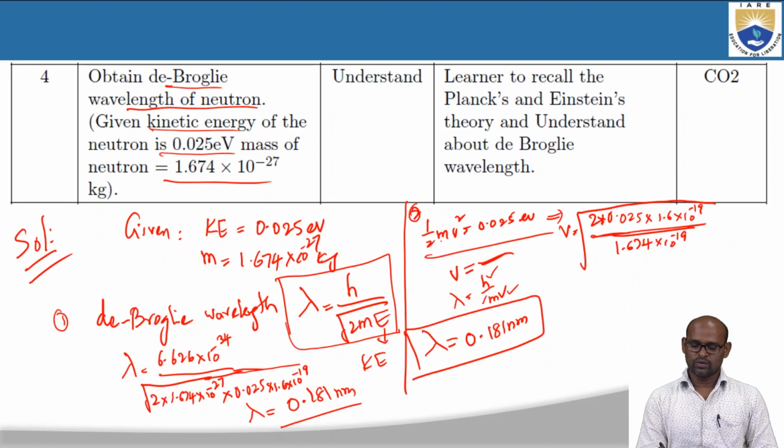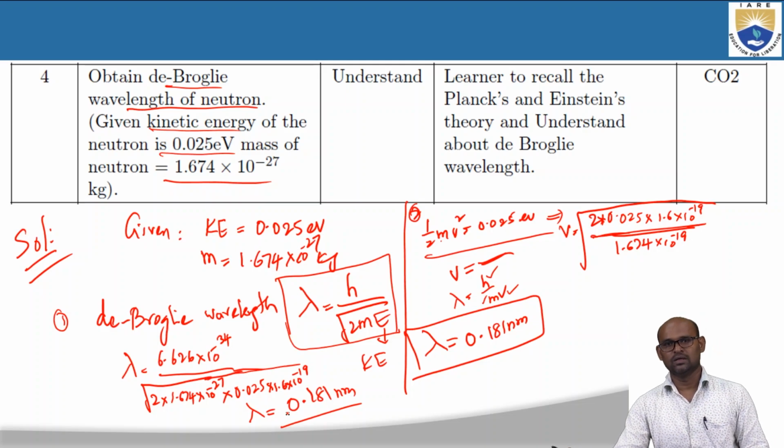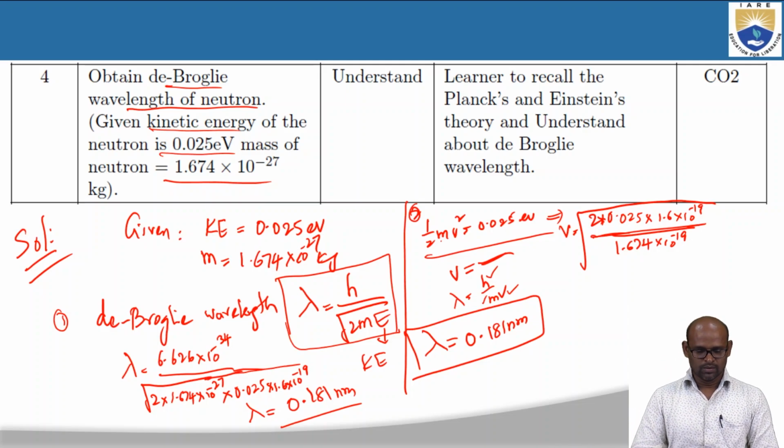So there are two ways, this is the first way and this is the second way. The first is the best way because we are directly substituting the value of kinetic energy to find lambda, and that is 0.181 nanometers. Okay, let us go to the next problem.